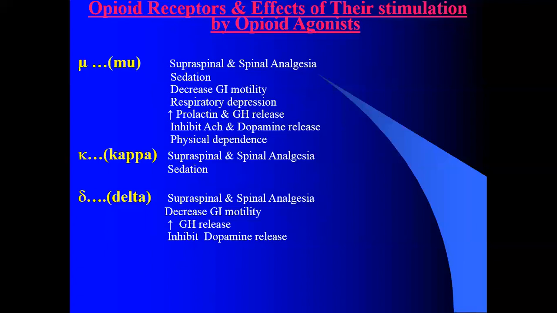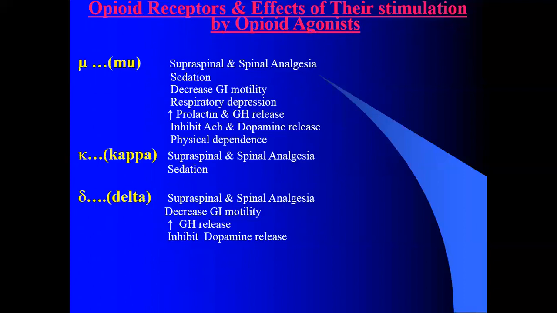Now, opioid receptors and their stimulation. What are the effects of stimulation by opioid agonists? First of all, we classify receptors as mu, kappa, and delta. We will take them one by one. When mu receptors are stimulated, they can cause supraspinal and spinal analgesia, sedation, decreased GIT motility, respiratory depression, increased prolactin and growth hormone release, inhibition of neurotransmitters like acetylcholine and dopamine, and they can also cause physical dependence. This is the difference between opioid analgesics and NSAIDs, because opioids produce physical dependence. However, NSAIDs do not produce any type of physical dependence.